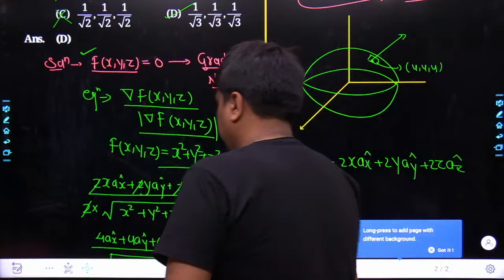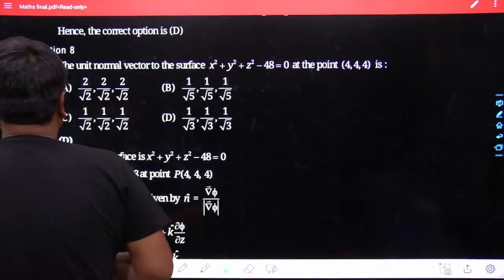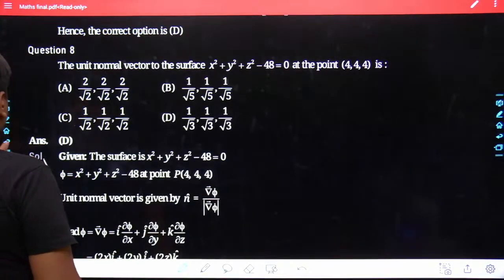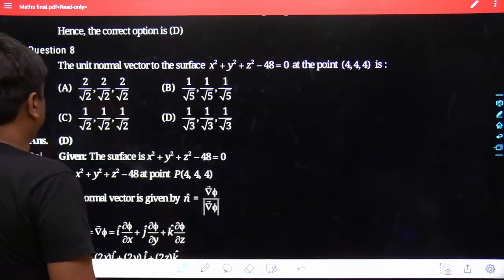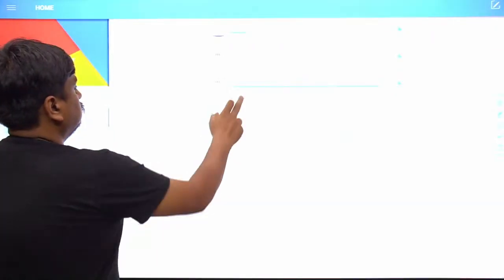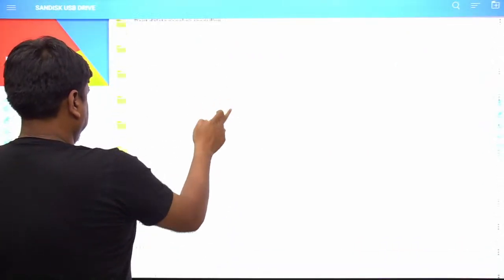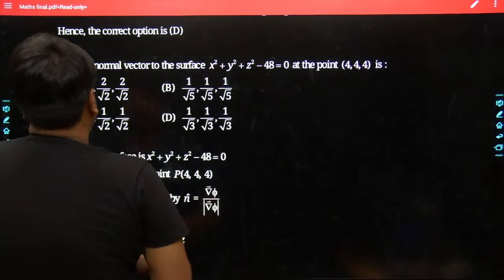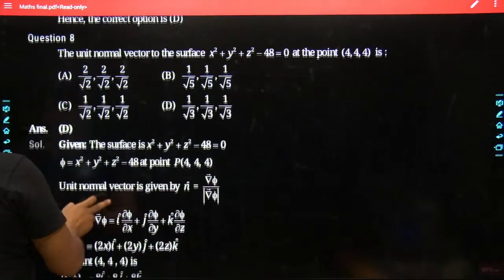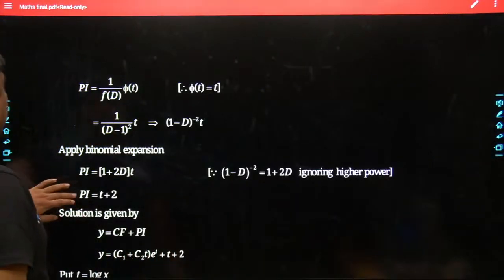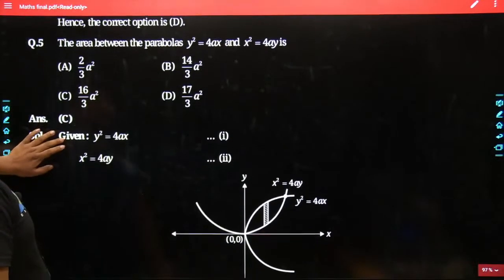Yes, in the same sequence, let me take the next question, and that question is coming from page number 51. Let me go to page number 51. Yes. Here goes the next question.